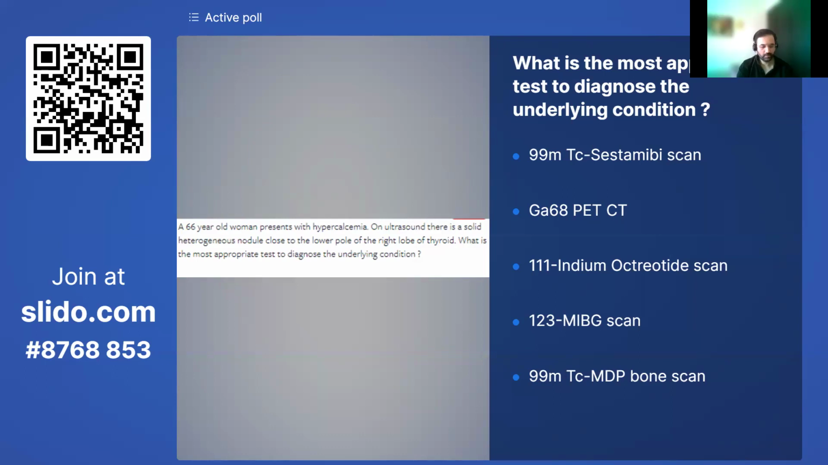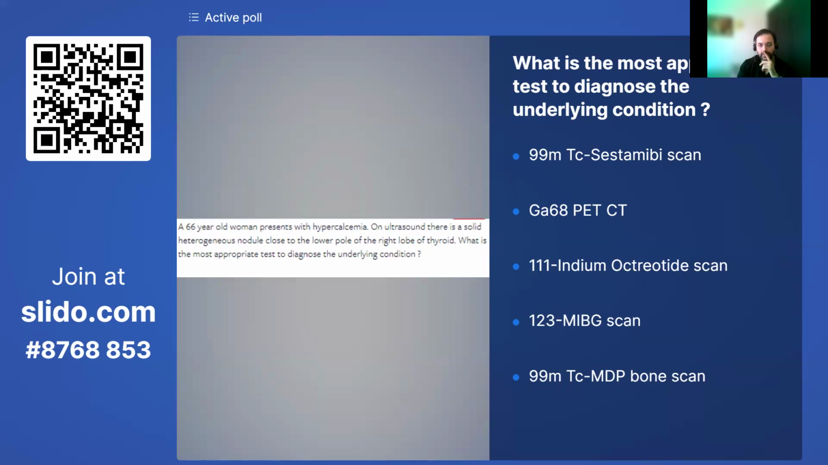So would you want to guess, or what are you thinking? You can just tell me what you're thinking. I will exclude systemic gallium. Okay. Maybe I will choose technetium MDP bone scan. I'm not sure. So where do you think is the pathology? In which anatomical part of the body is it? Yes, heterogeneous nodule in the right thyroid lobe. So it says close to the lower pole of the right lobe of thyroid.